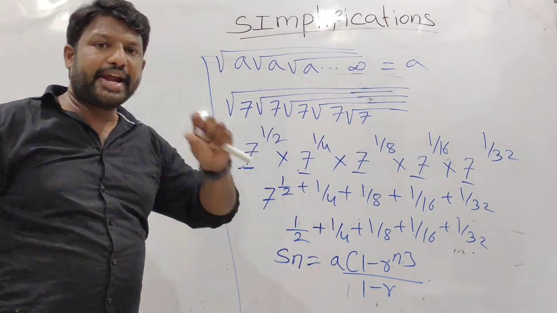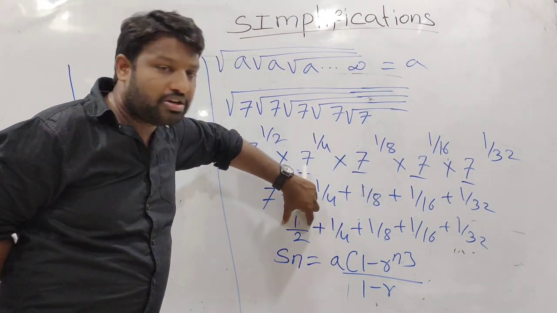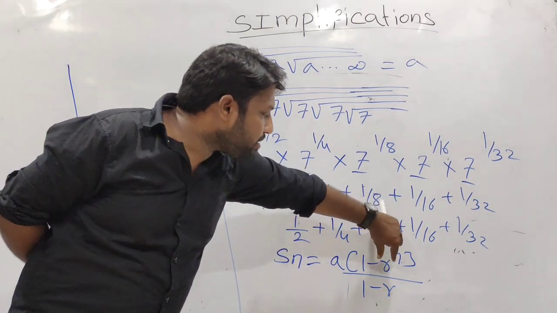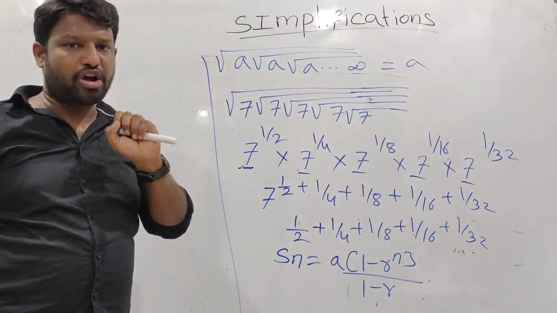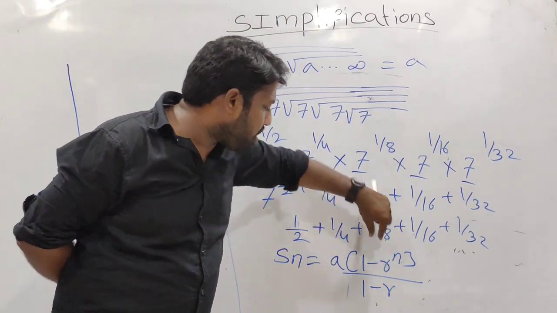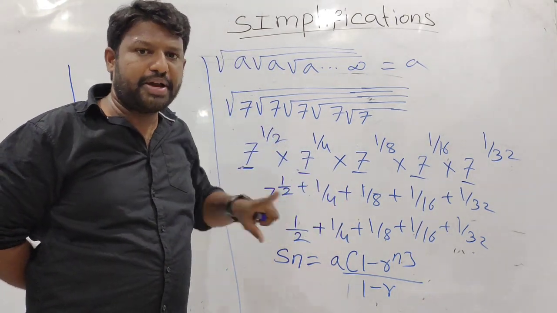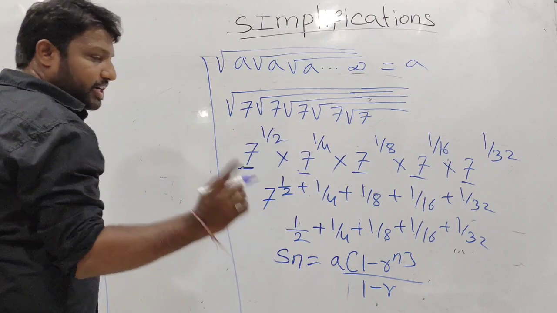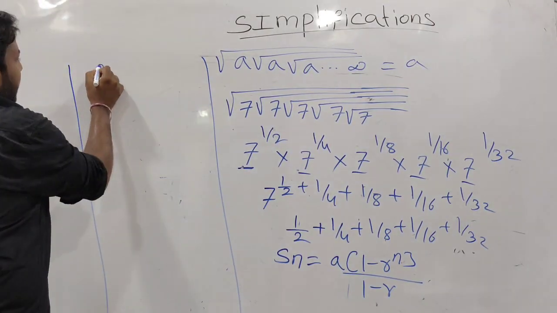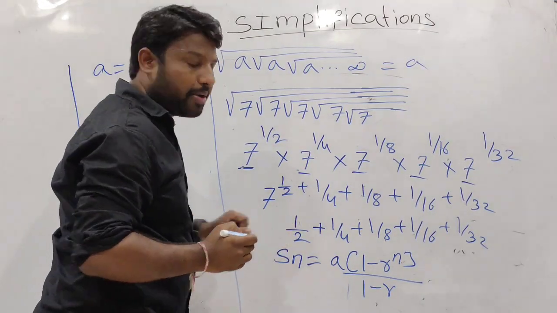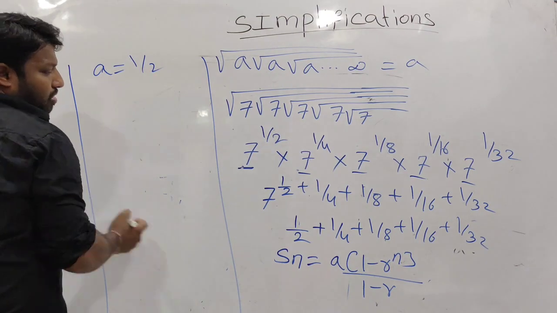Now what is A? A means the first term. Here the first term is 1/2. A means first term. R means common ratio. Common ratio means second term divided by first term: 1/4 divided by 1/2, which is 1/2. So A is the first term, 1/2. I am writing 1/2. So what is R?